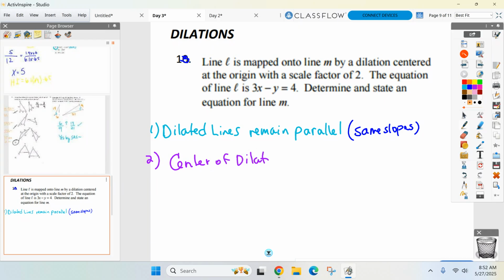And the second note, we got to be aware of where we're dilating around, all right? Be aware where we're dilating around.